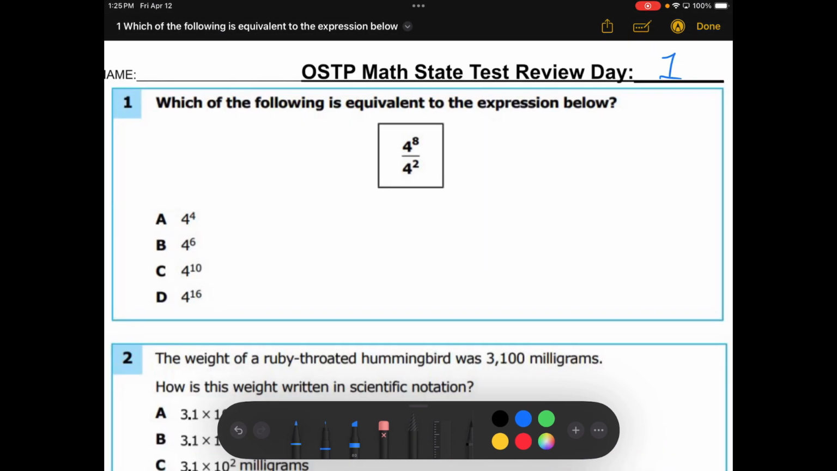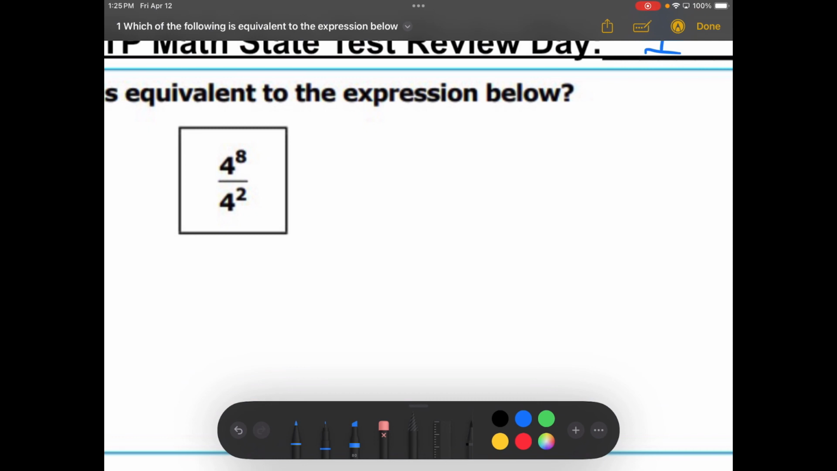Number 1, which of the following is equivalent to the expression below? So we have 4 to the 8th divided by 4 squared. Now, we know when it's all numbers, you can type that in the calculator, it'll give you the answer. But what do you do if it has a variable? If it's x to the 8th and x squared, how would you solve this? Because we can't type variables into the calculator like that. So this is exponent rules.